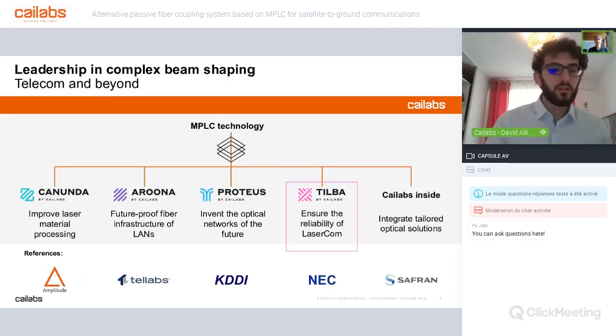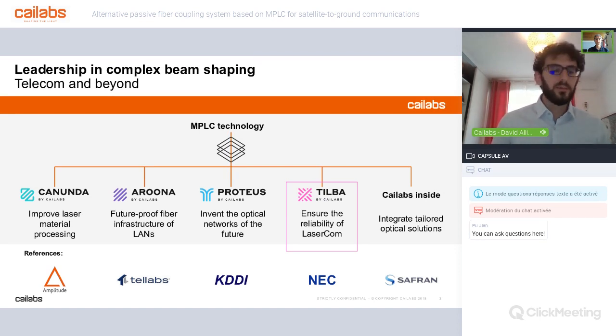So we developed several products around that, from laser processing with a product line named Canunda, to local area network products to improve the capacity of old multimode fiber in local area networks. Also some research and development in optical fibers, for the future of optical fibers, and custom development, for example for LIDARs, for defense, for the future of optical network inside planes. And the product that we are talking about today is named TILBA.